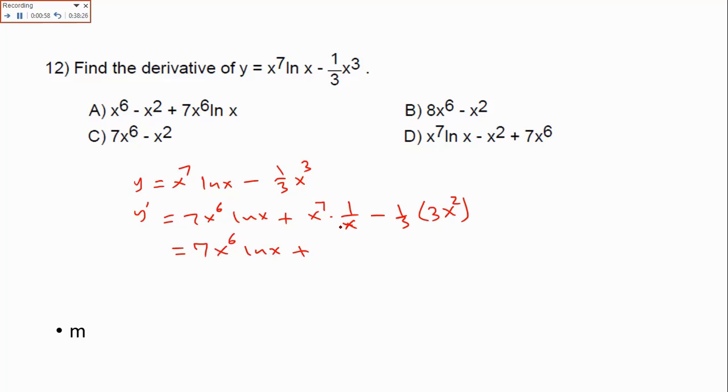So this is equal to 7x to the power 6 ln x plus, here this will be x to the power 6, right? We can just take this one with one of these. Minus, the 3 goes with the 3, right? It would be x squared, right? This is the answer. I think it is this one, right? Which one is the answer? This one, right? D.